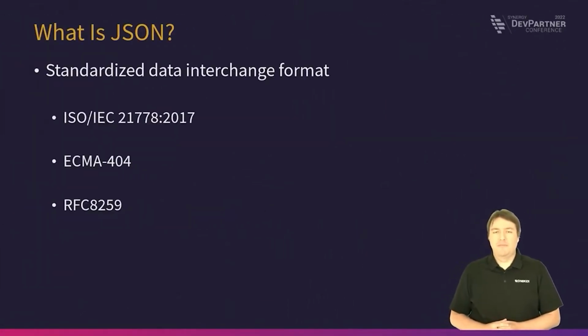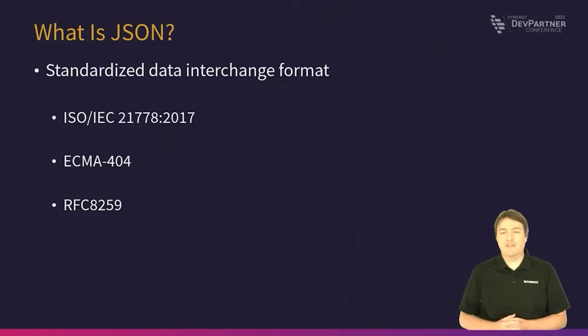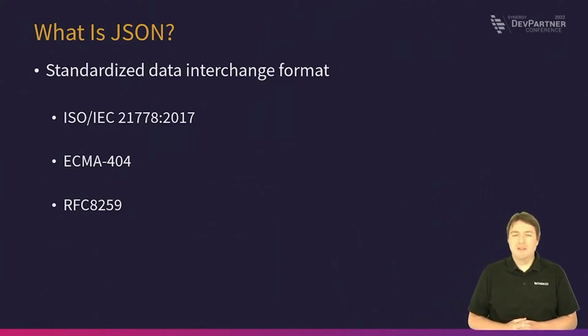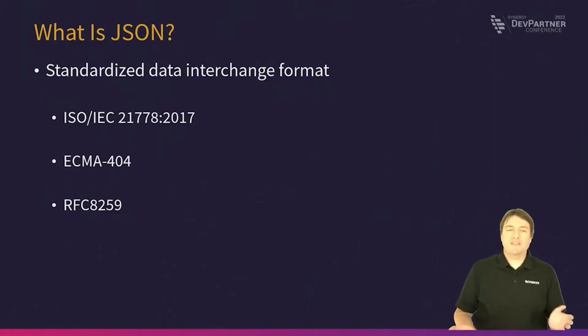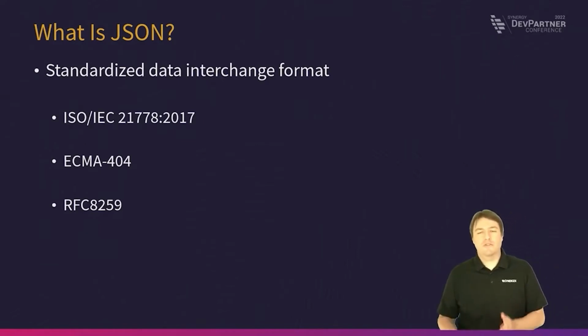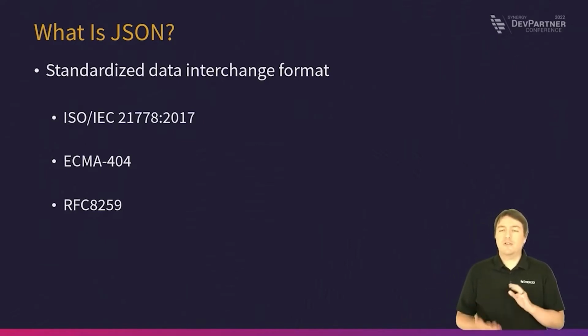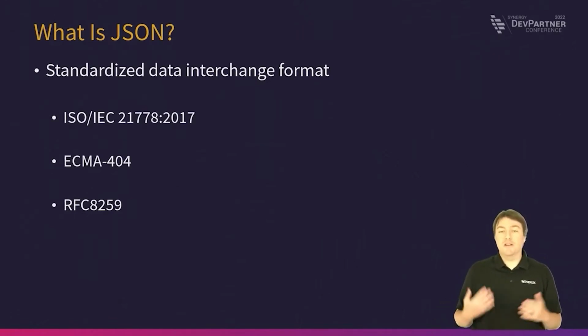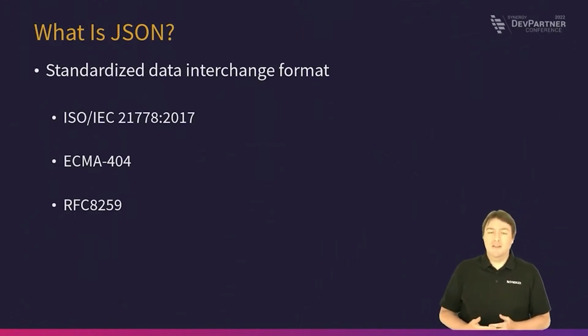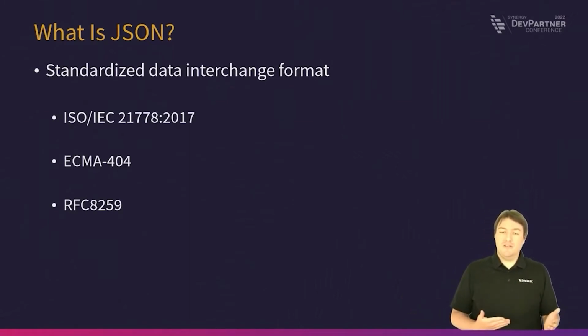JSON, what is it? JavaScript Object Notation is a standardized data interchange format registered as ISO 21778:2017 or ECMA 404 or RFC 8259. Basically, it's well understood and widely used. Its inclusion as a standard everywhere is because almost everyone can agree on the shape and requirements. The easiest way to explain JSON, though, is with a sample, not with some complicated definition.